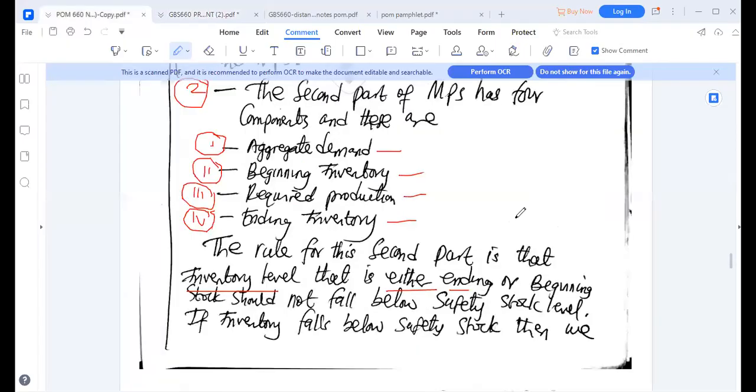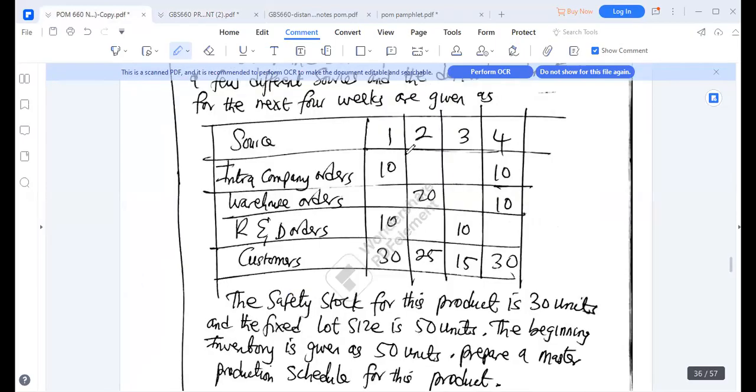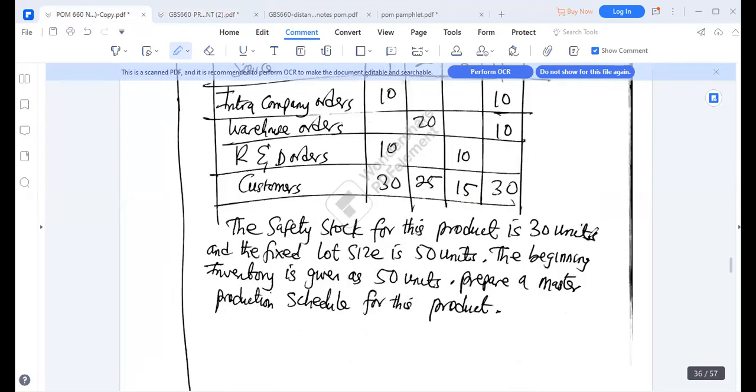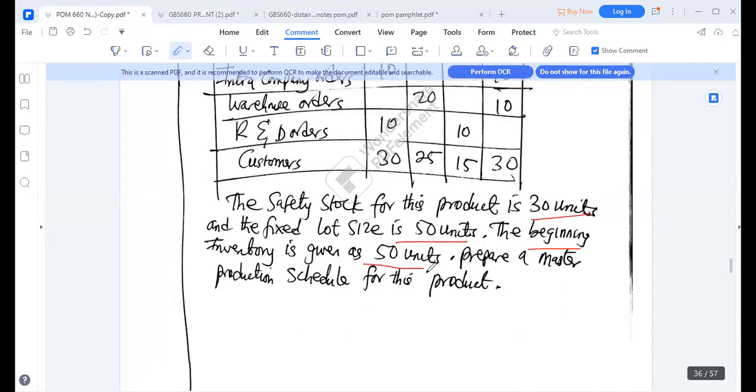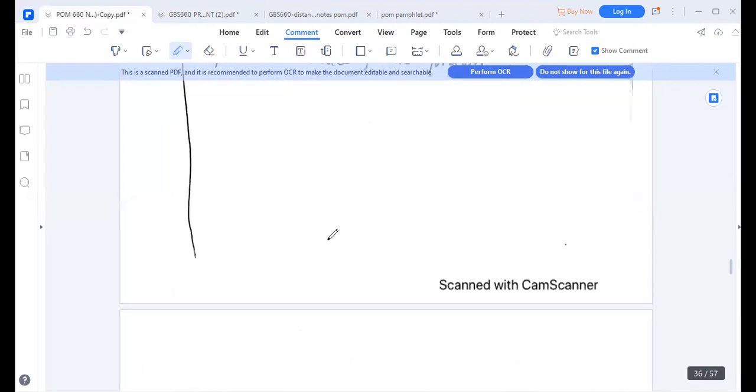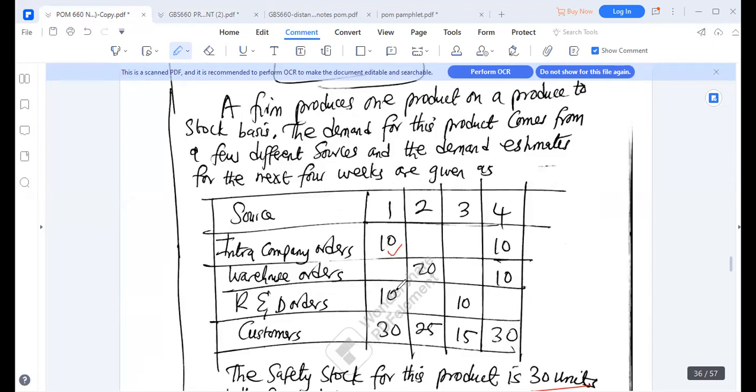All right, here we have this same question from the pamphlet. The safety stock level is 30 units, the lot size is 50, and the beginning inventory is 50 units. Prepare the master schedule, so we aggregate the demand. The total demand coming from various sources for week 1 is 10 plus 10 plus 30, that is 50.